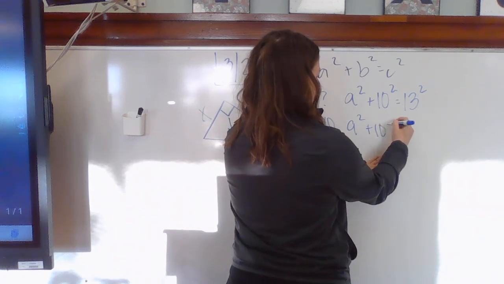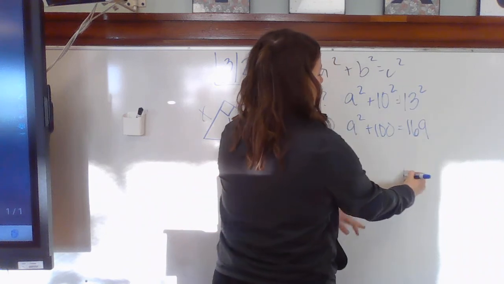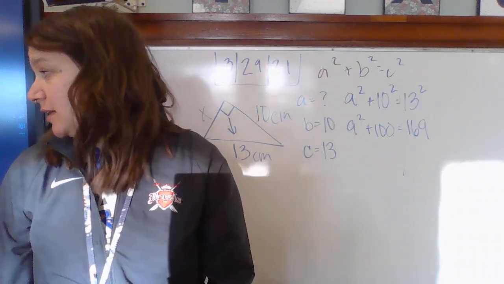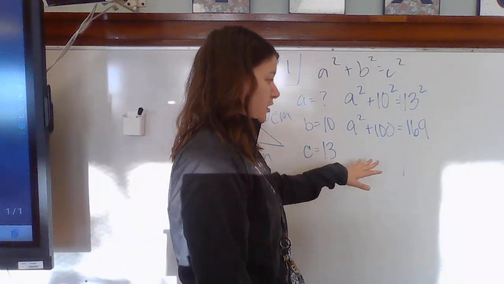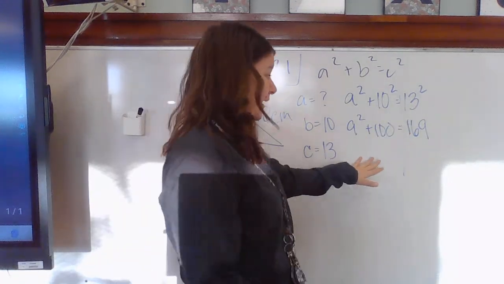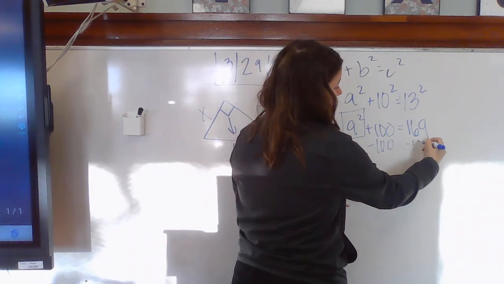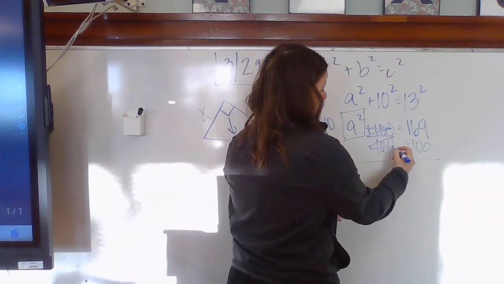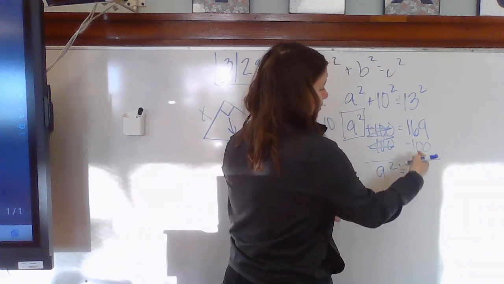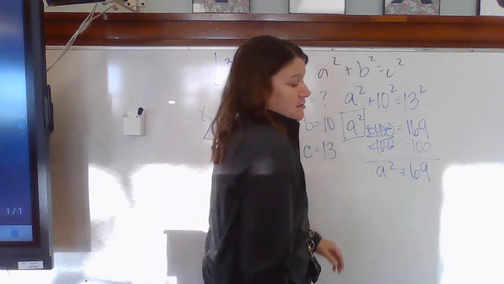10 squared is 100. 13 squared is 169. Now, I have told you guys before that everything comes back to solving equations. Everything comes back to solving. So, I am trying to get this by itself, so I'm going to subtract 100. It takes it off of this side and leaves me with A squared. 169 minus 100 is 69.